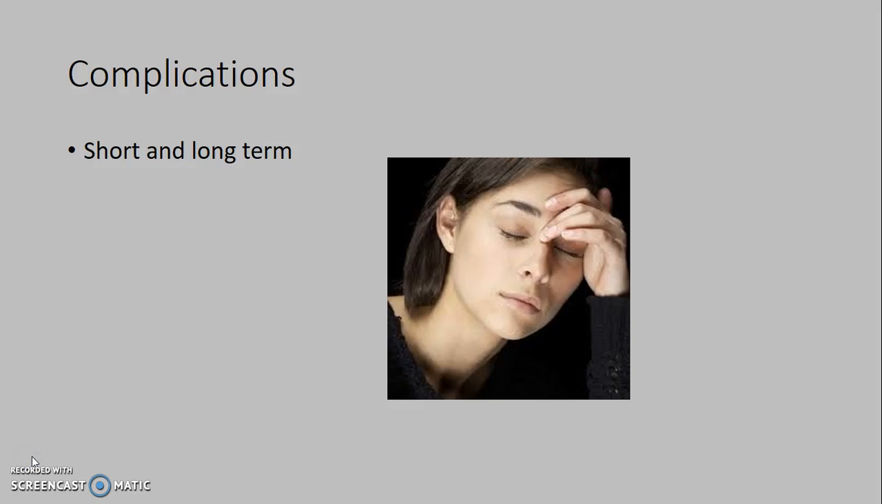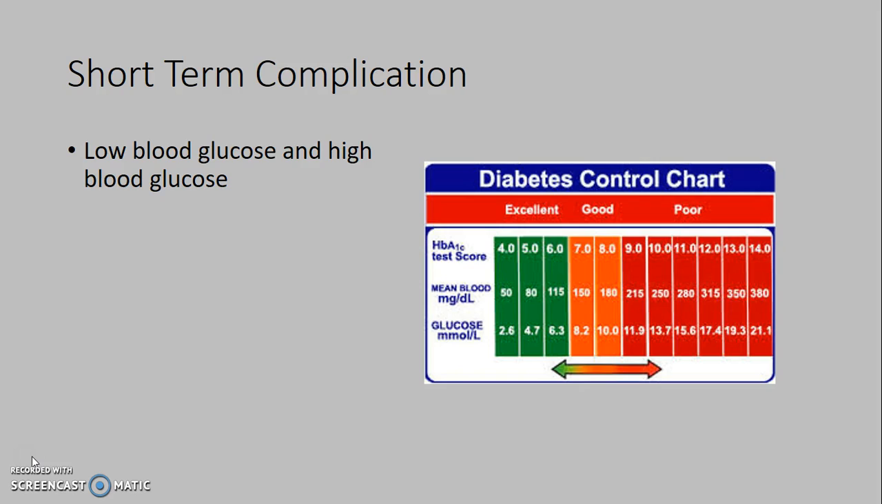Now, with type 2 diabetes, there are short and long-term complications. First, for the short-term complication, it is hypoglycemia. That is when your blood sugar drops to a low and dangerous level. Without sugar, your body will not be able to function normally, and this can lead to fainting, seizure, or even going into a coma.